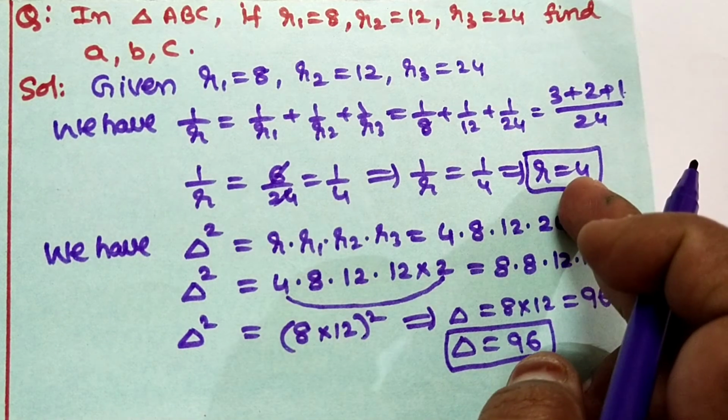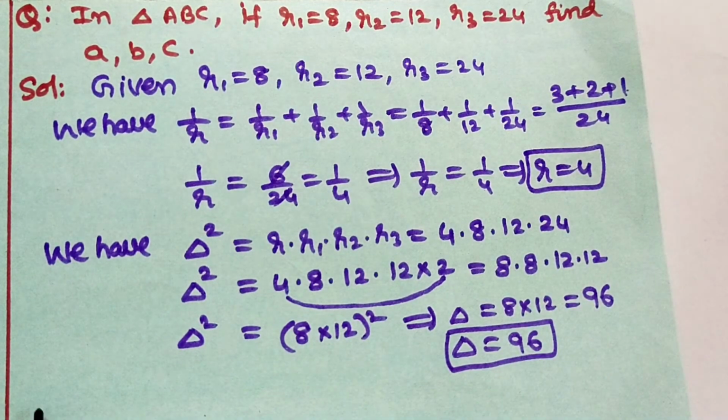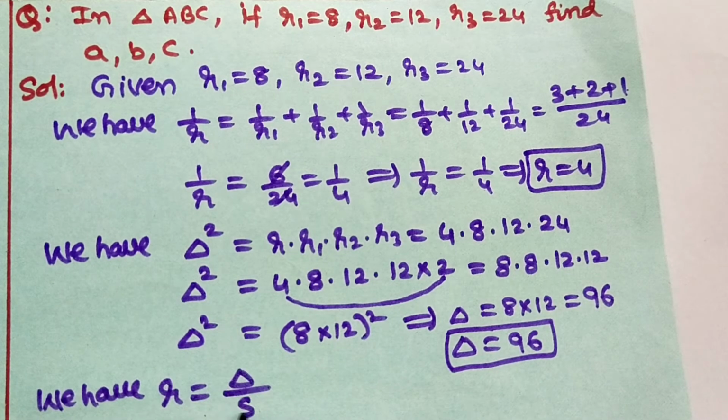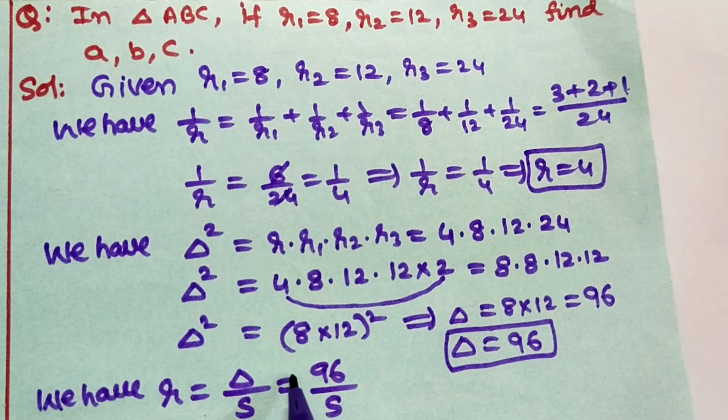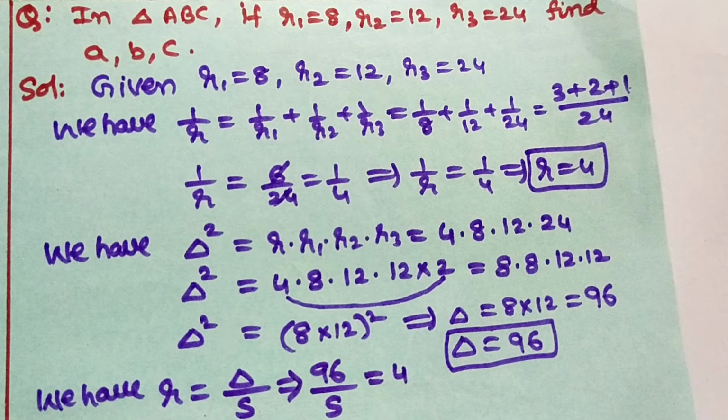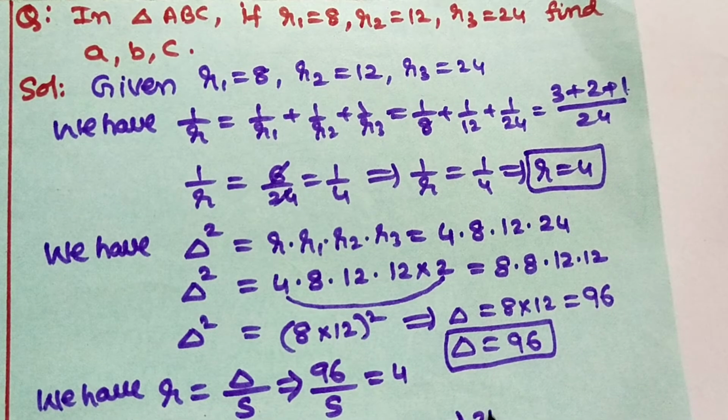Delta and R value, if you know, R is equal to delta by S. We have the formula again: R is equal to delta by S. Delta value is 96, S value we don't know, R value we know. R value is 4 now. So that implies 96 by 4 equals S. 4 2s are 8, so 1 will be there, 4 4s are 16. S is equal to 24.